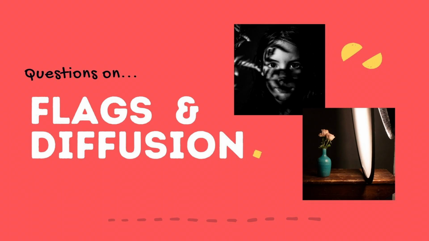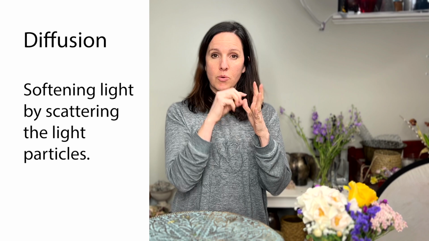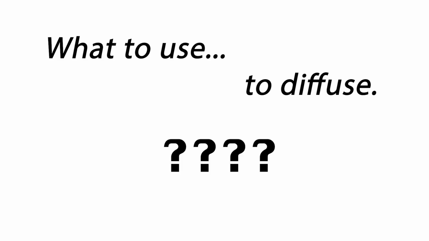So let's talk really quick about diffusion and flags. Diffusion material is going to be anything that diffuses the light, and that just means when the light hits it, it's going to scatter the light, making it softer and more even. If you think about clouds on an overcast day, that is a perfect example of diffusion. The light is hitting the clouds and then it's breaking through and it's creating very soft light, which most photographers really like.